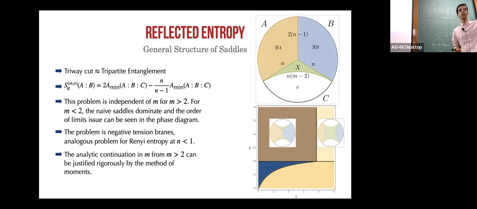So the prescription to analytically continue is to start from n more than 1 and then analytically continue down. You can justify this by what's called the method of moments. It's basically like the resolvent. You resum all the integer moments and get some analytic function out of it. And that teaches you how to analytically continue. So essentially the story is similar.